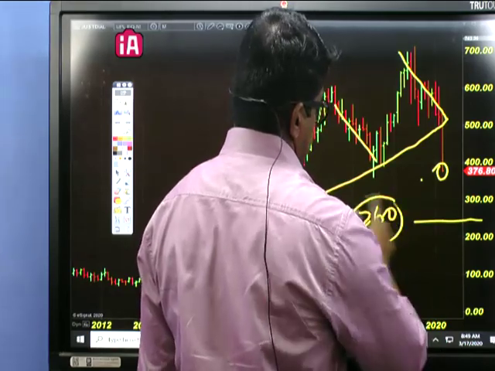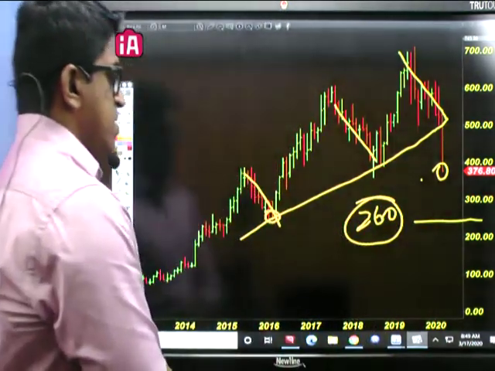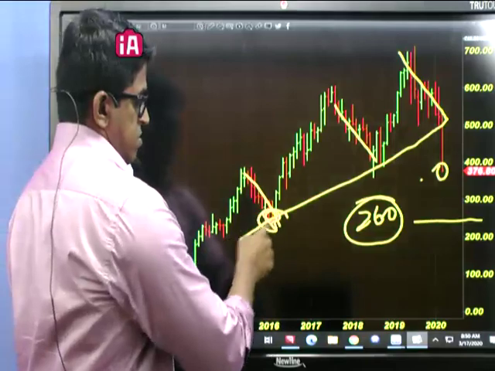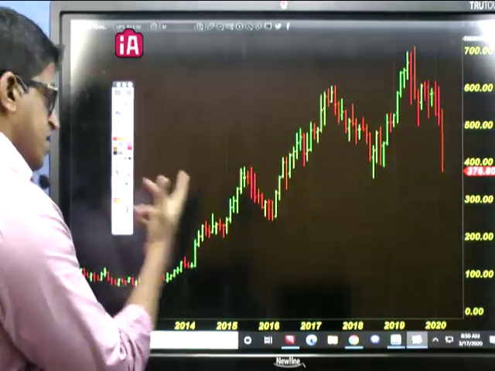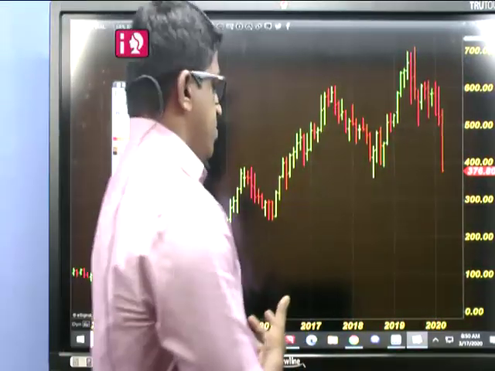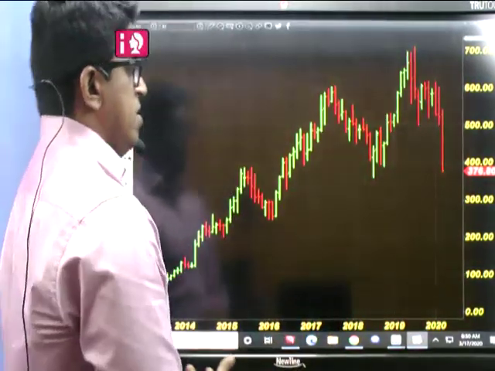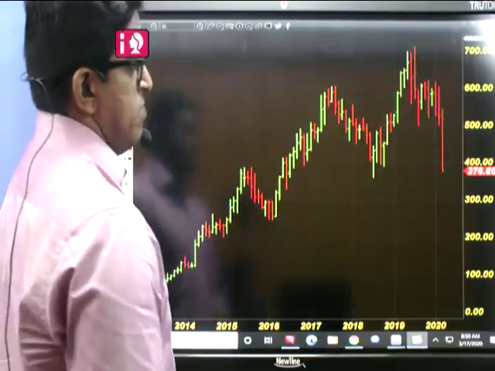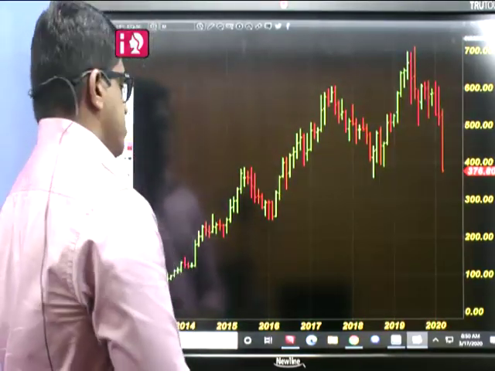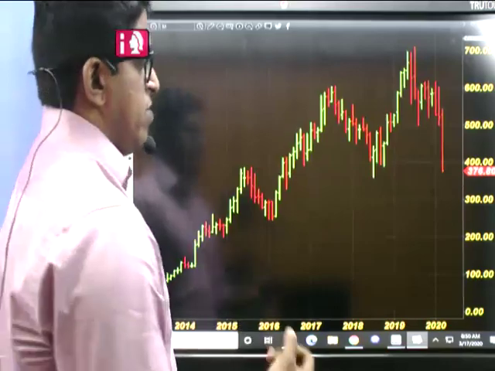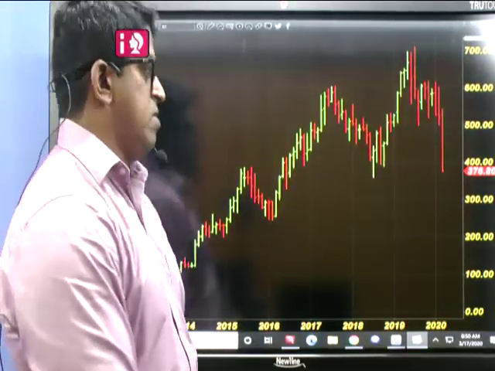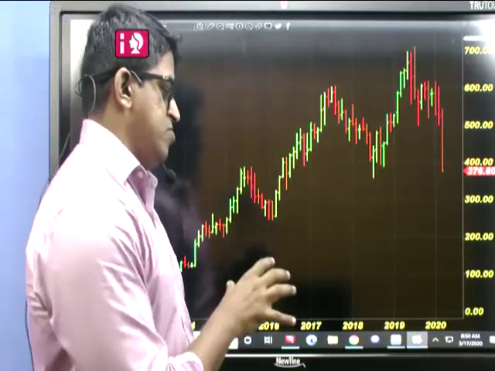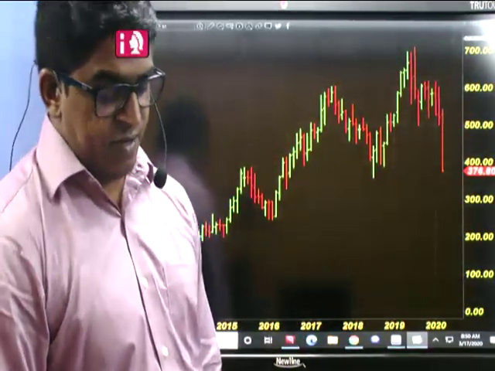260 should be a good area for people to enter UPL, which also marks this zone as support. So if you get 260 or 220 or some 200 zones which the price can test very easily, if things are not moving in the right direction, if the entire global economy is going to push the Indian stock price down, it's showing us a very good opportunity for buying. Okay.